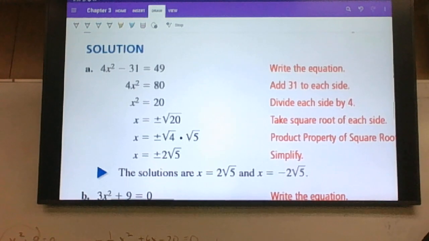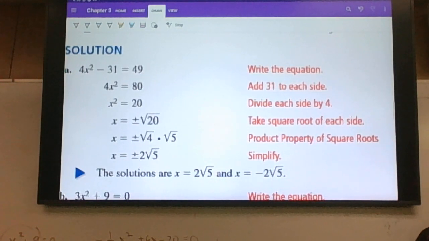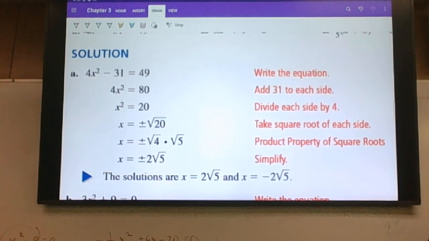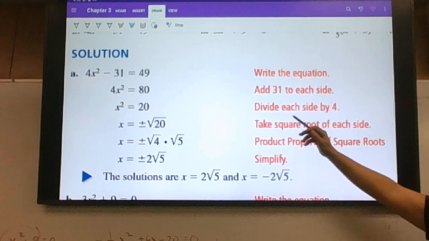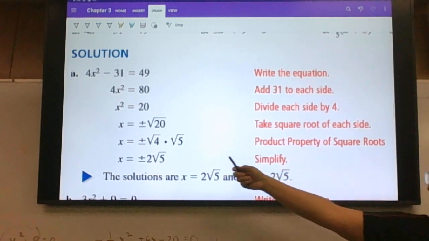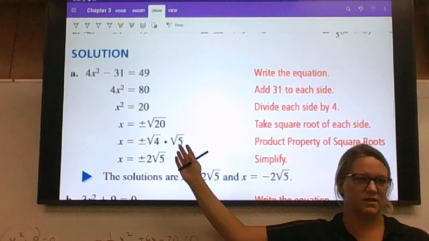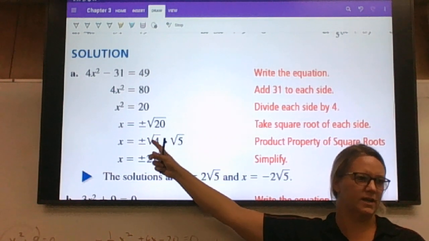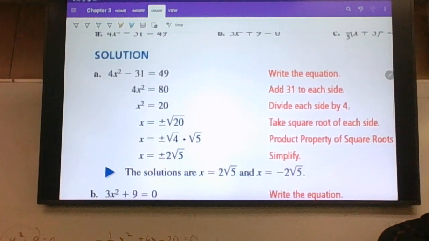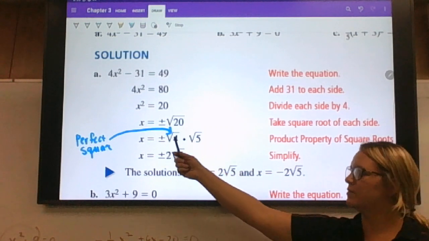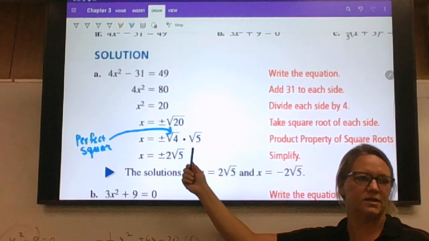Right, looking at A, who's got a question about the numbers? So you guys understand that 49 turned to 80 by adding 31, then dividing by 4. But you did this in geometry? I know some of you did. Did you ever break 20 into 4 times 5? Because 4 is called a perfect square, right? Okay, awesome. That's a perfect square. So you break it up into numbers that can square root. You square root the part that can and you leave the part that can't.